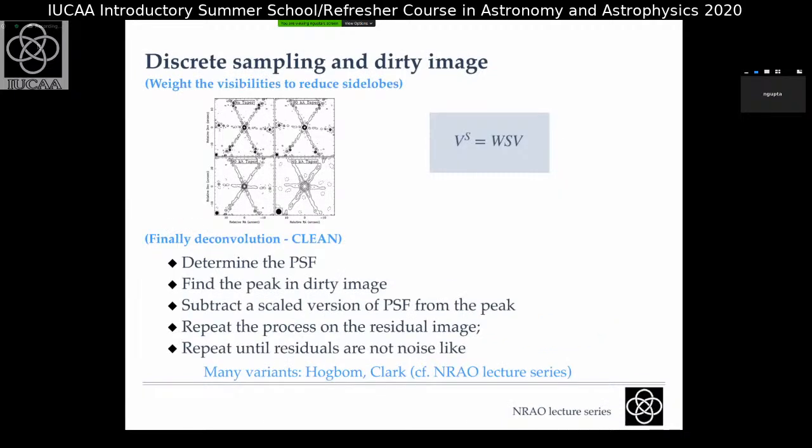I scale it to the peak of this bright source and then subtract it. But I subtract only a fraction of it at a time, because that's the accurate way of doing this process. And then I repeat this process on the residual image, and I continue to do it until I'm left with nothing but the residuals in the image or the noise in the image.